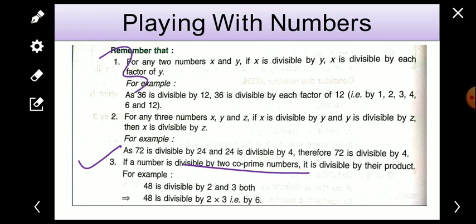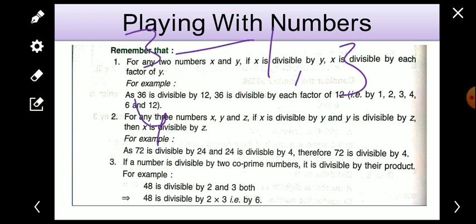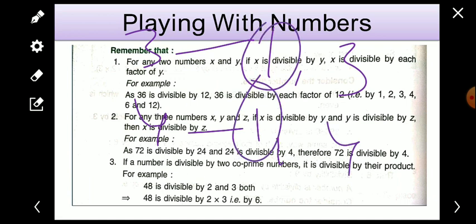Suppose that 3 and 4 are co-prime numbers. Why? Because they have only one common factor. We can see here that 3 has the factors 1 and 3, and 4 has the factors 1 and 4 only. If we talk about the common factors, then 1 is the only common factor. So whenever two numbers have only one common factor, those numbers are called co-prime numbers.